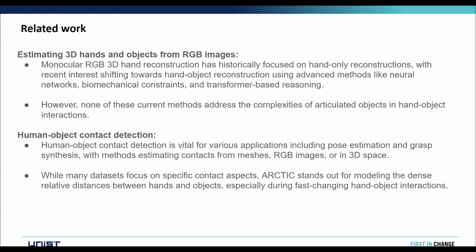Human-object contact detection is vital for various applications, including pose estimation and grasp synthesis. But while many datasets focus on specific aspects, ARCTIC stands out for its modeling of dense relative distance between the hands and the object. They provide one task, interaction field estimation, that can predict the distance between the hands and each object. This specific architecture makes it a little bit better than the previous datasets.